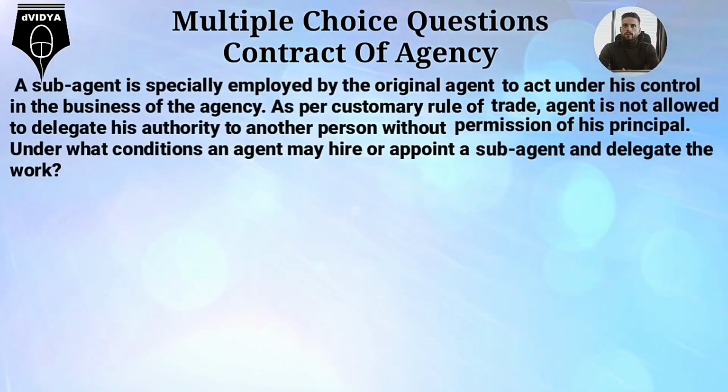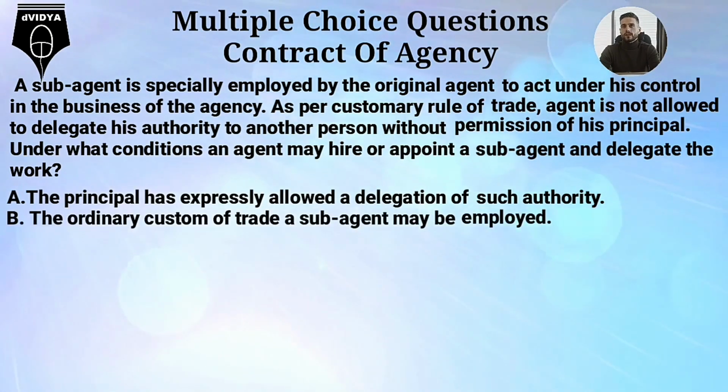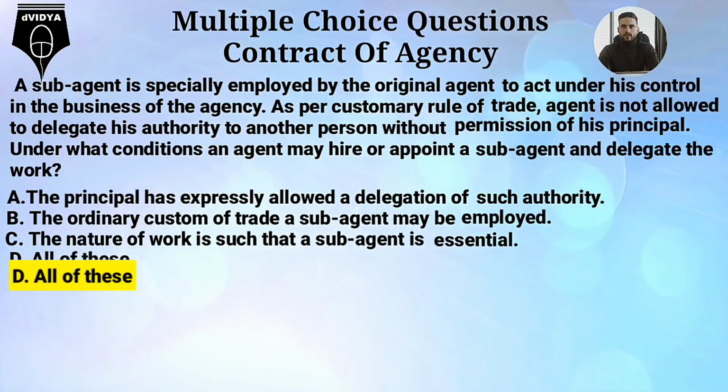A subagent is specially employed by the original agent to act under his control in the business of the agency. As per customary rule of trade, agent is not allowed to delegate his authority to another person without permission of his principal. Under what conditions an agent may hire or appoint a subagent and delegate the work? Option A. The principal has expressly allowed a delegation of such authority. Option B. The ordinary custom of trade a subagent may be employed. Option C. The nature of work is such that a subagent is essential. Option D. All of these.